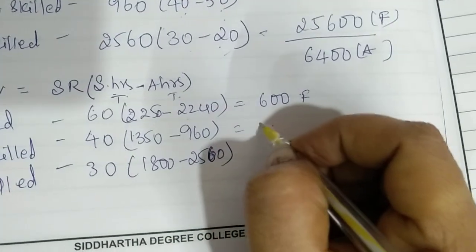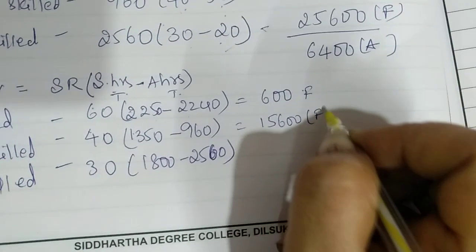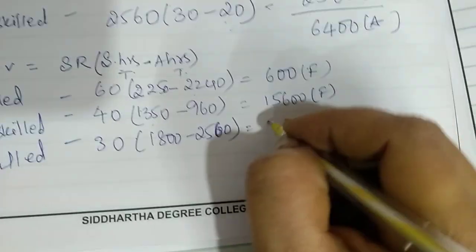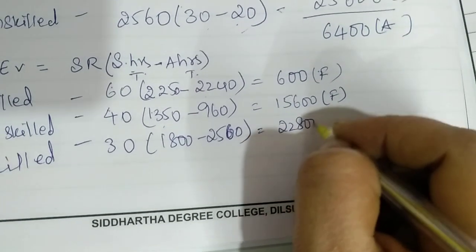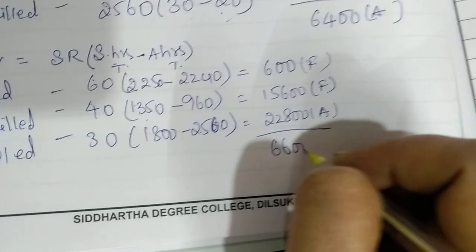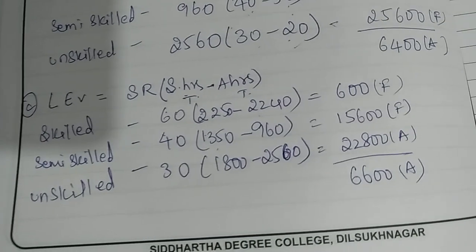Whereas the second one is again going to be favorable, because my first number, this 1350, is greater. But in the last case, I'm going to get adverse. So when I net it, it is going to be 6600 adverse. So this is how I got my efficiency variance.